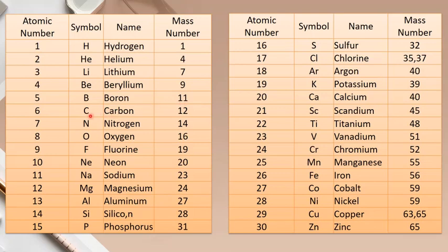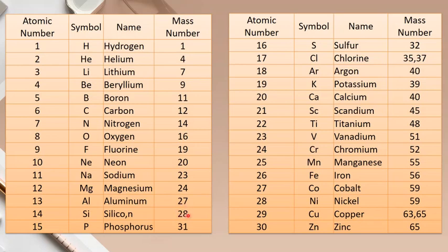Carbon 6 protons, 6 neutrons. Nitrogen 7 protons, 7 neutrons. Oxygen 8 protons, 8 neutrons. Here also fluorine has 9 protons but 10 neutrons, 1 more neutron than proton. Neon has 10 protons and 10 neutrons, so mass number 20. Sodium has 11 protons, 12 neutrons. Magnesium, 12 protons, 12 neutrons. Aluminium, 13 protons and 14 neutrons. It also has 1 neutron more.